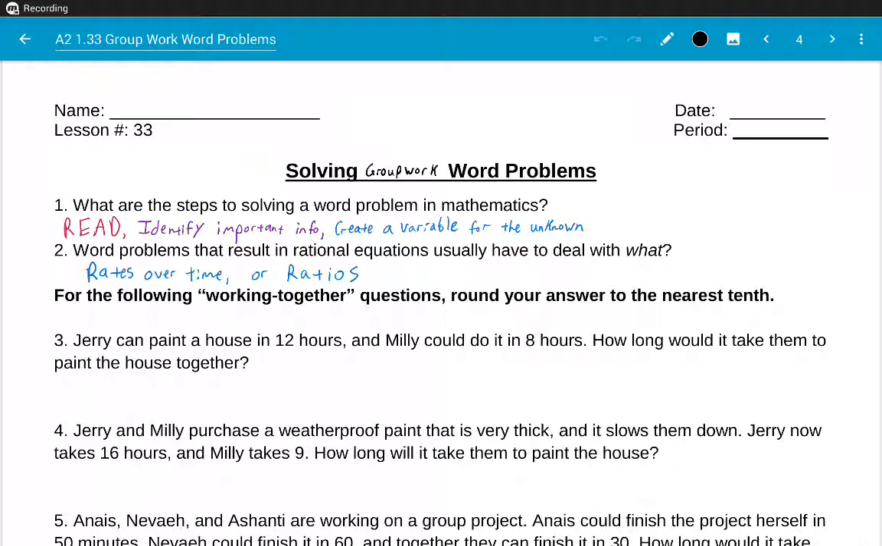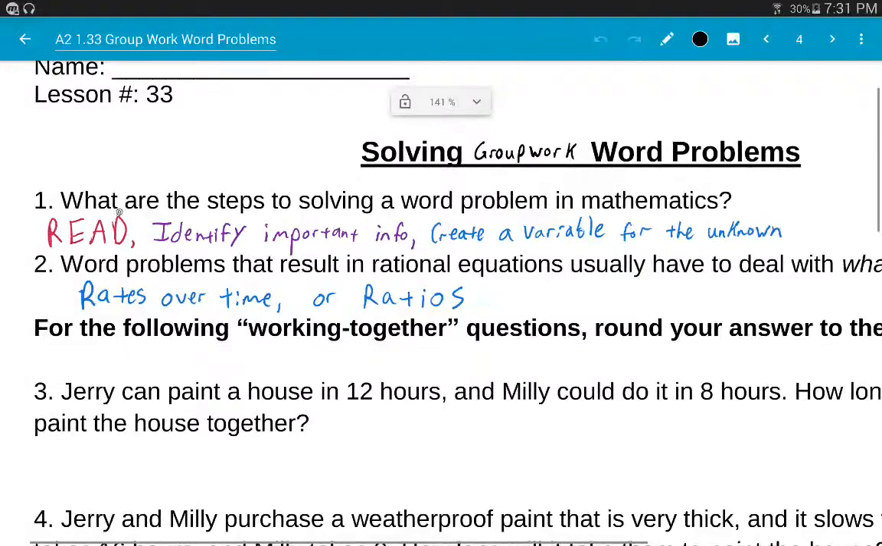Here's a video for lesson 33, solving group work word problems. Now, the general steps for solving a word problem in mathematics involve reading, then we identify any important information, and we create a variable for the unknown that usually becomes our x.